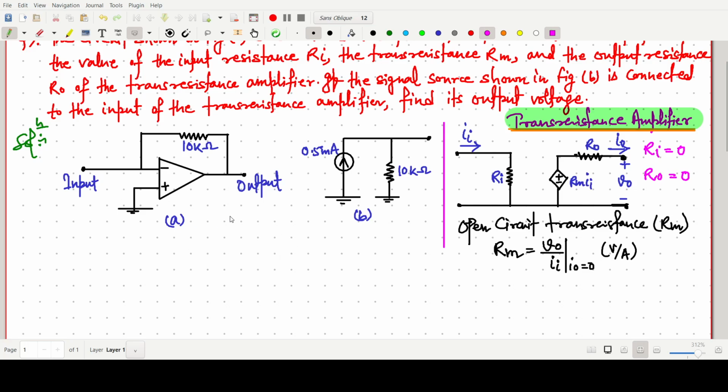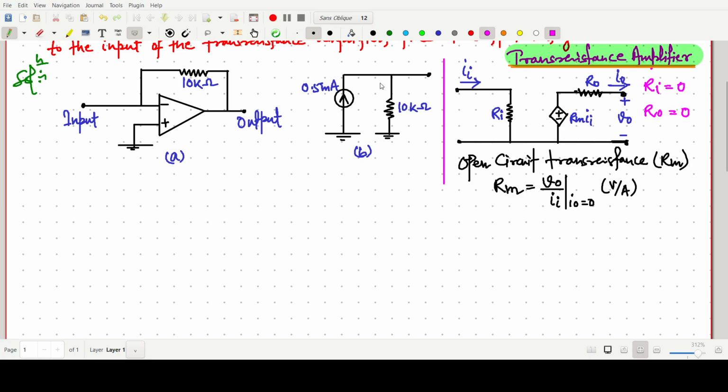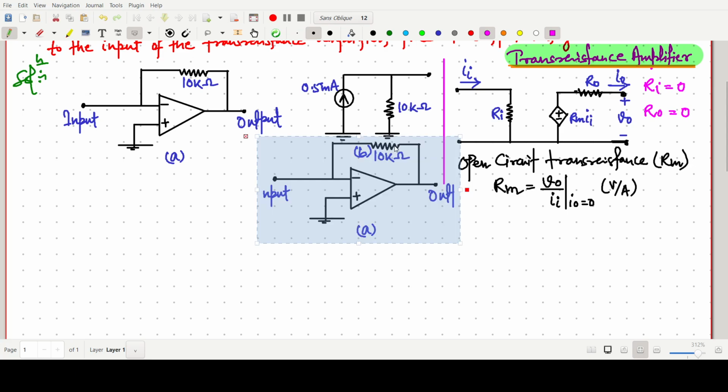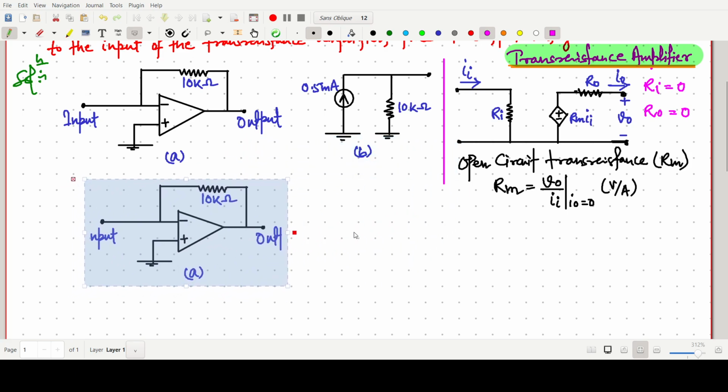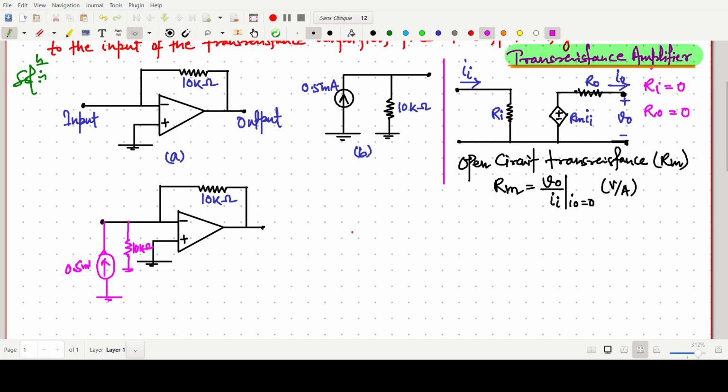So this one is the circuit, figure A. What we are doing is redrawing the same circuit by including the current source. So this one is some current source at the input. This one is a 10 kilo ohm and 0.5 milliampere. So for the time being I am calling this Ii. This is the input we are adding here.